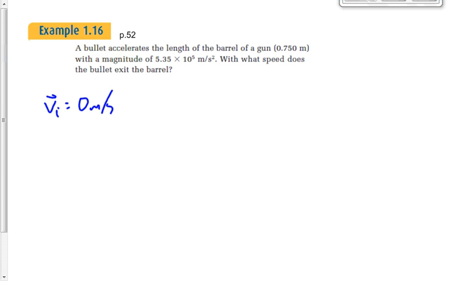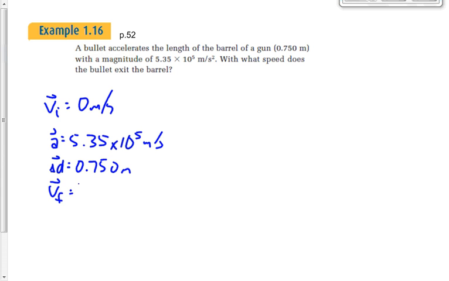We know that the acceleration is 5.35 times 10 to the 5. We know that the displacement is 0.750 meters. And we want to find VF. We want to find out how fast it leaves the barrel of the gun. What do you want to try? It's group B. Can't use V equals delta D over delta T, but I can use any one of the other ones that I want as long as the givens fit.